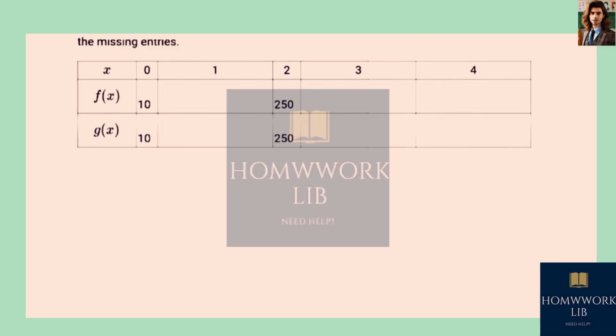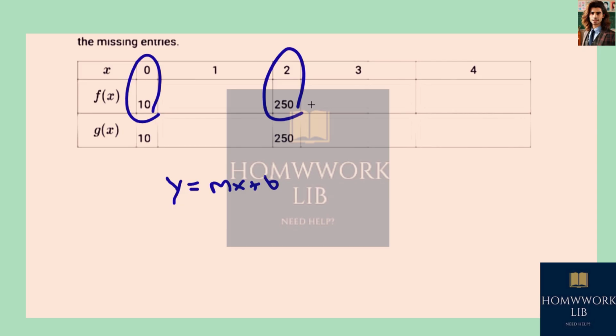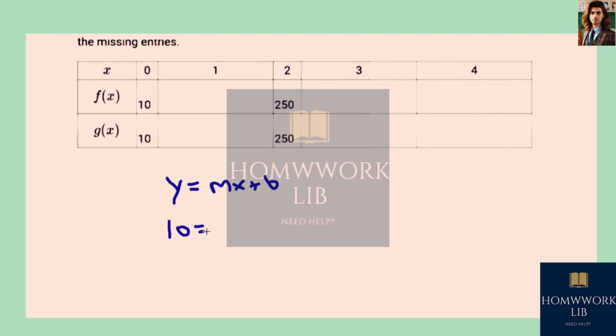The linear rule would be y equals mx plus b. And so if we know that (0, 10) and (2, 250) are in it, then we really have a system of linear equations. We know that when we put in 0 for x, we get 10 for y, and when we put 2 in for x, we get 250 for y.